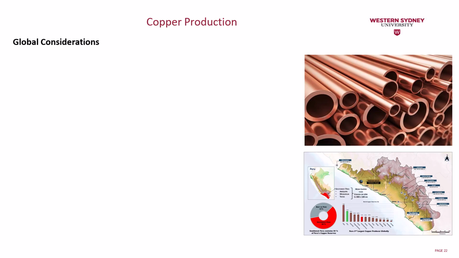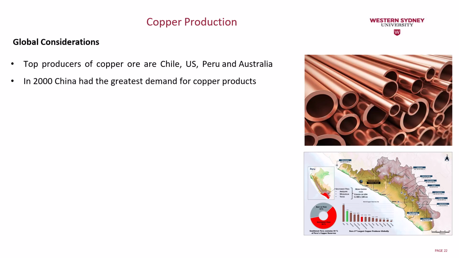The global concentrations for copper production: the top producers of copper are Chile, USA, Peru, and Australia. In 2000, China had the greatest demand for copper products.